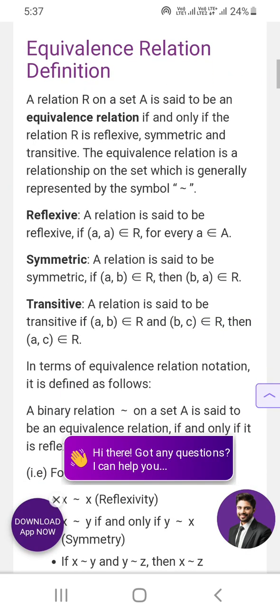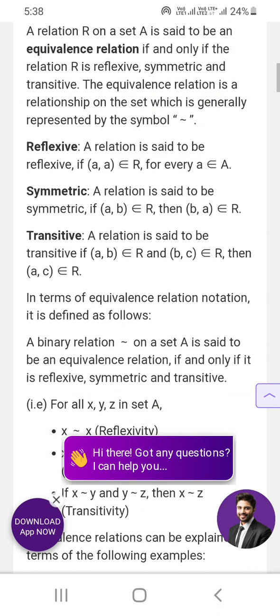Okay, let's understand the equivalence relation definition. A relation R on a set A is said to be an equivalence relation if and only if the relation is reflexive, symmetric, and transitive. If the relation is reflexive, symmetric, and transitive, it is an equivalence relation on the set, which is generally represented by this symbol. If you see this symbol somewhere, it means an equivalence relation, and it is reflexive, symmetric, and transitive.